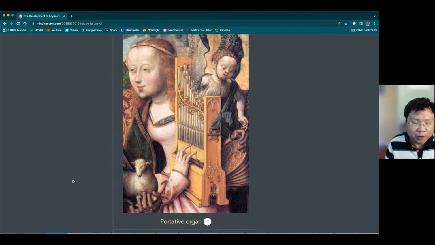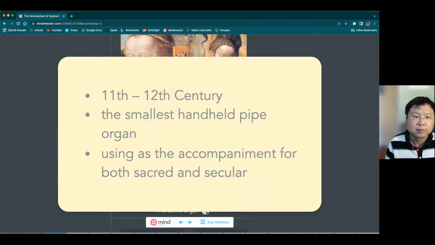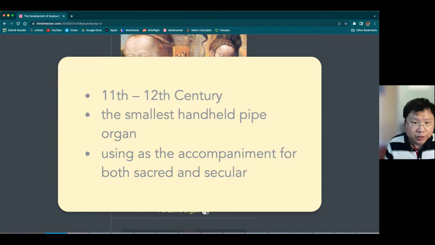Next, let's talk about the portative organ. Portative organs were found in the 11th to 12th century. It was the smallest handheld pipe organ, and it was used to accompany secular and sacred music.